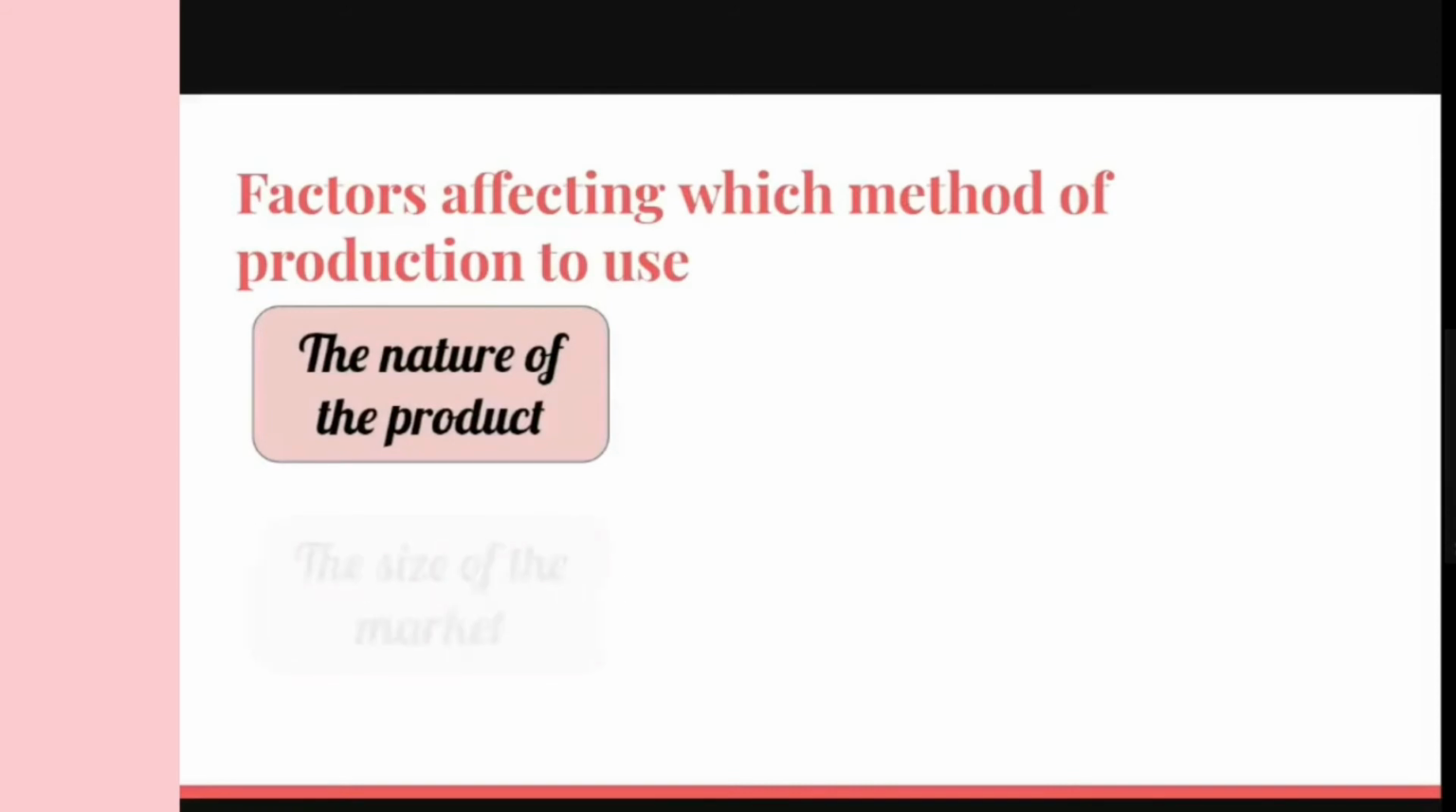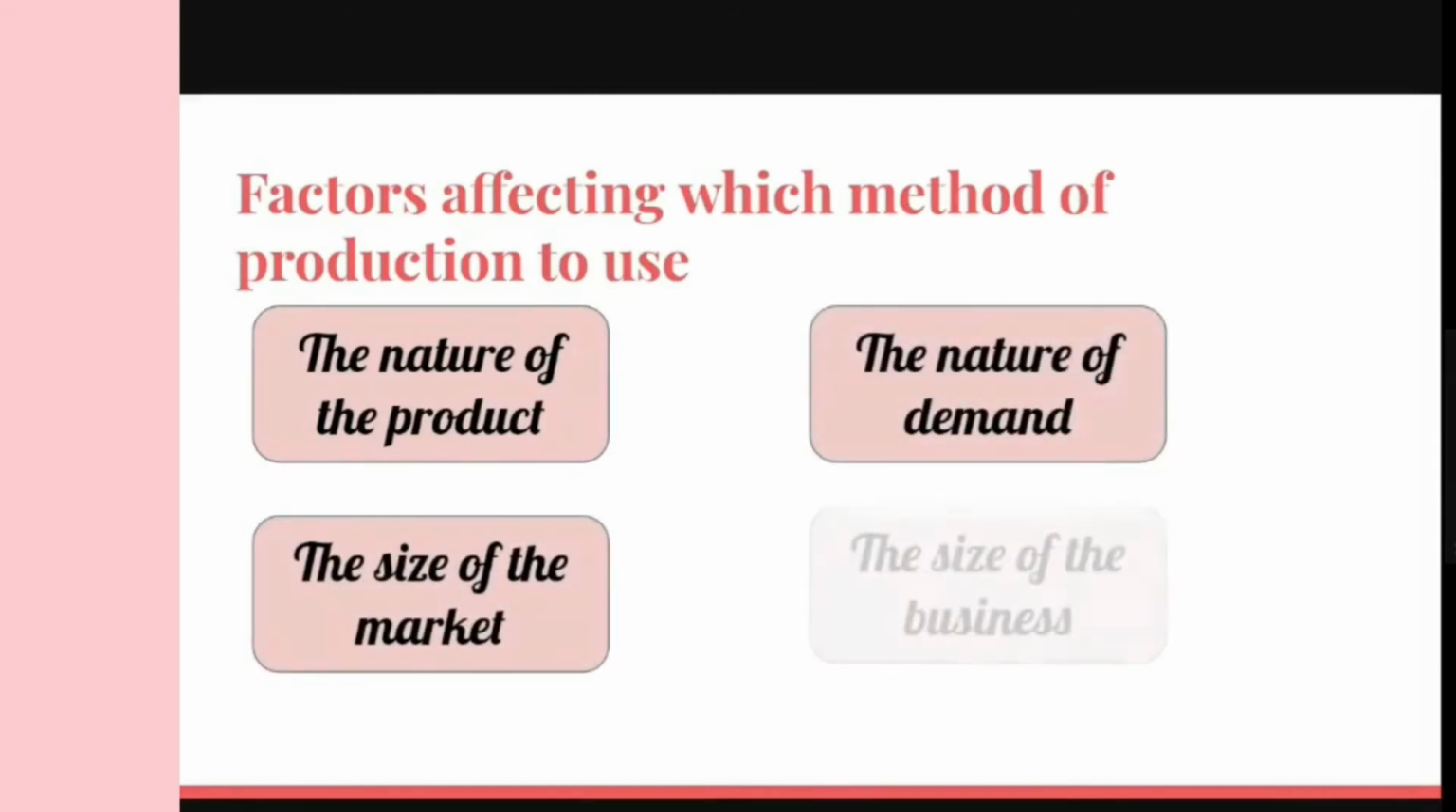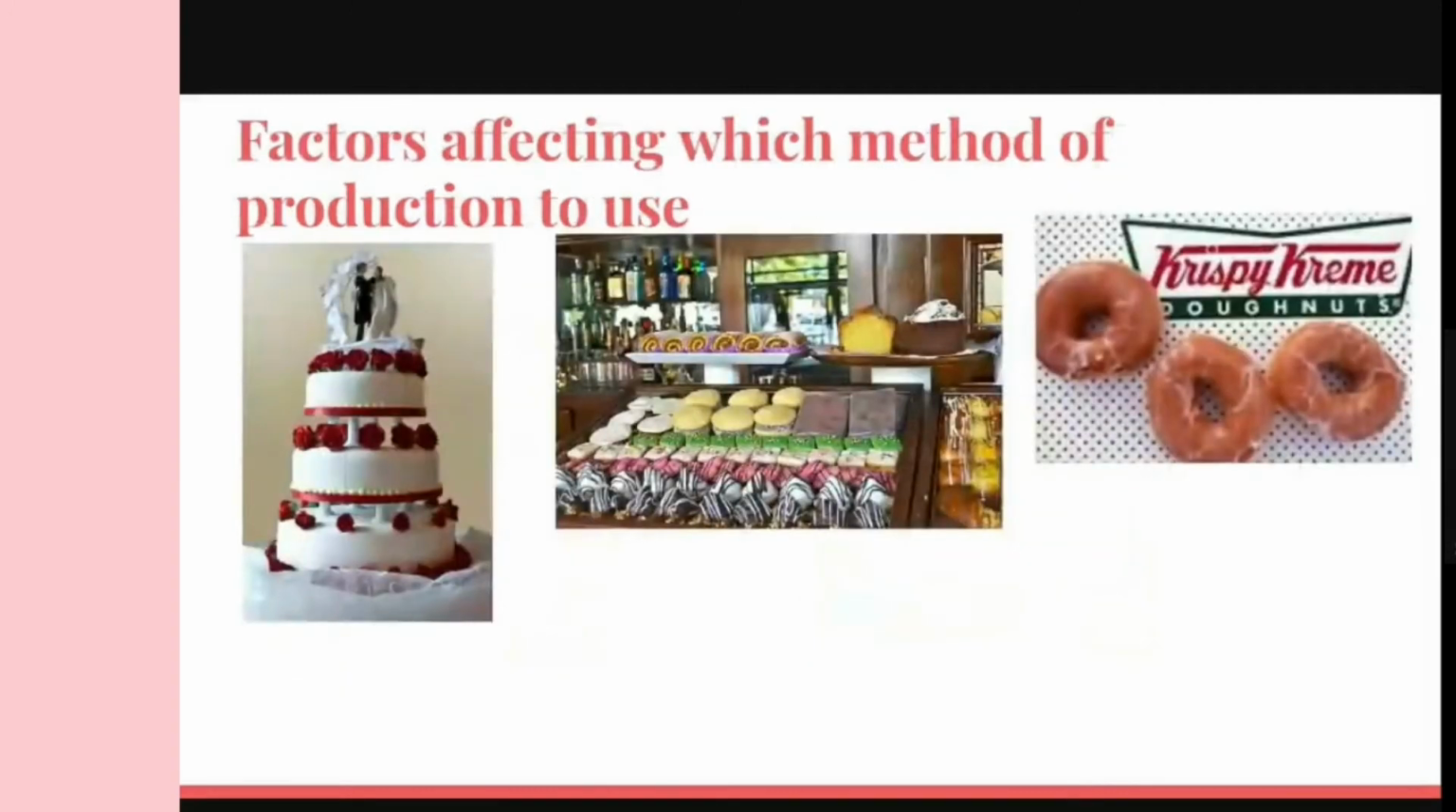So how do we choose the methods of production? It's based on several factors: the nature of the product, the size of the market, the nature of demand, and the size of the business. So let's take these three products as examples.